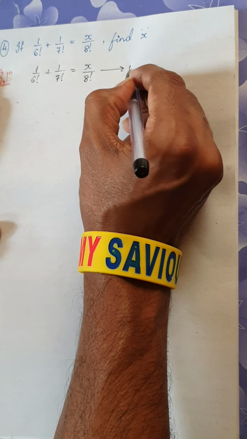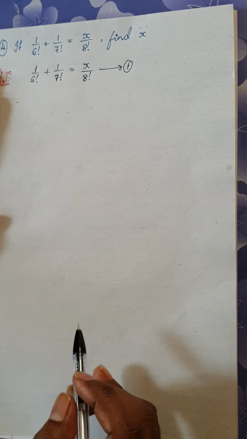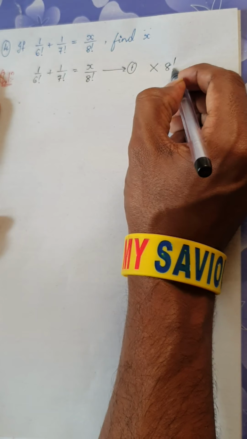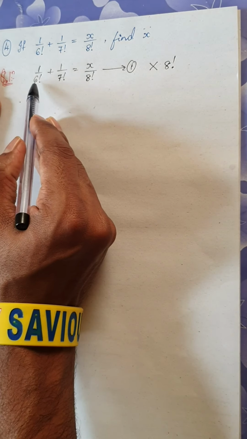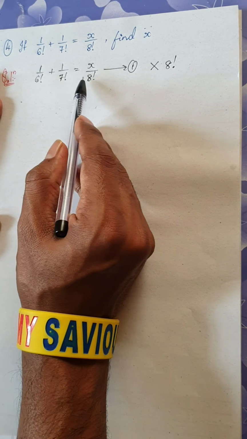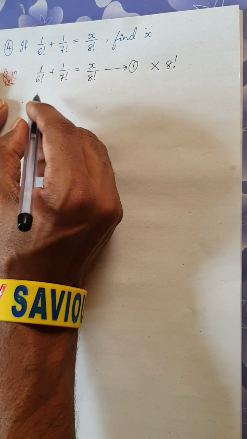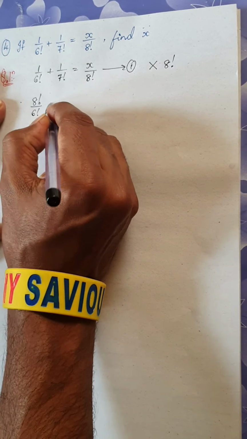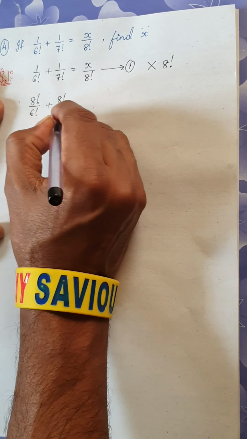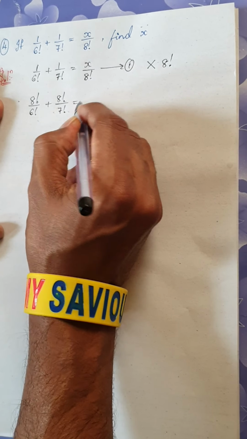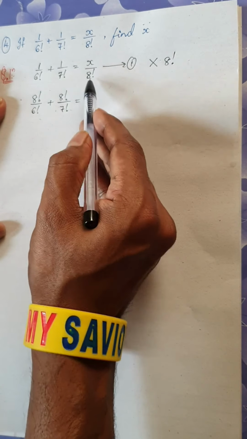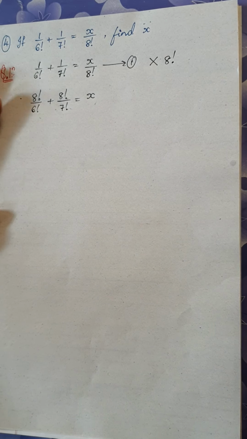Okay, whatever is given, take it as equation 1. The simplest method is to multiply this equation by 8 factorial. I repeat, because the highest of the factorial in all the 3 is 8 factorial. So let us multiply. So you will get 8 factorial by 6 factorial plus 8 factorial by 7 factorial. This is nothing but simply x, because 8 factorial and 8 factorial cancel.